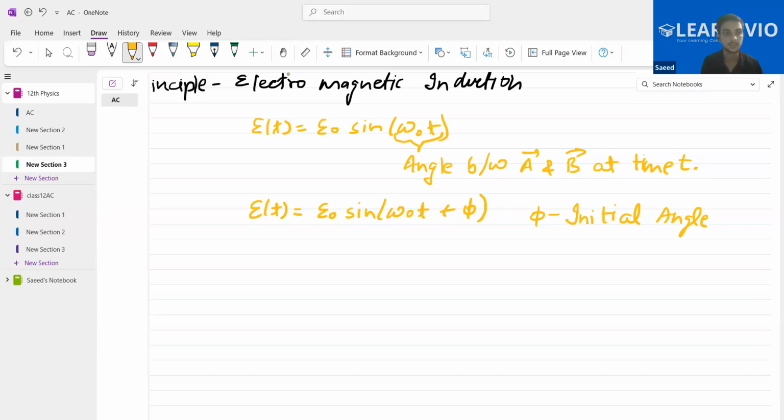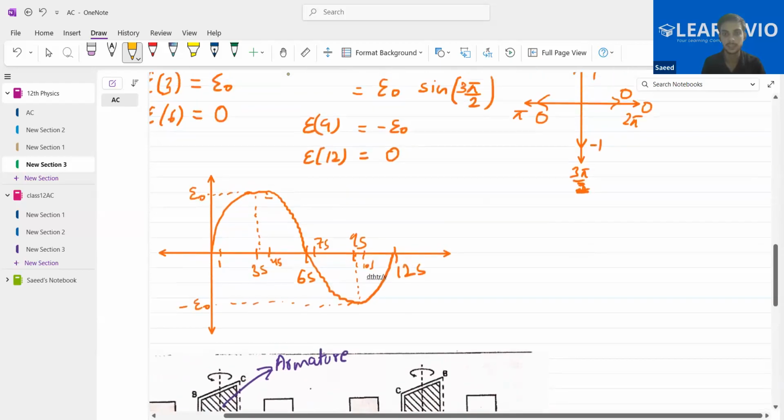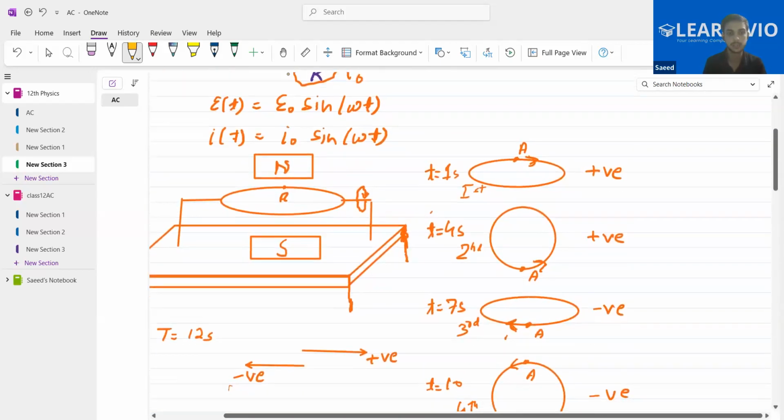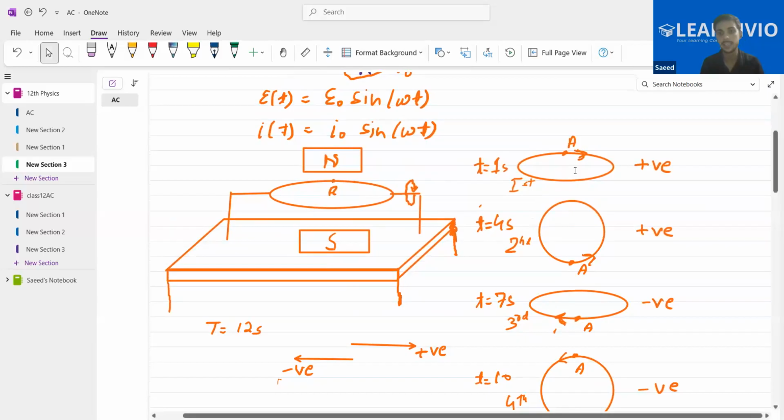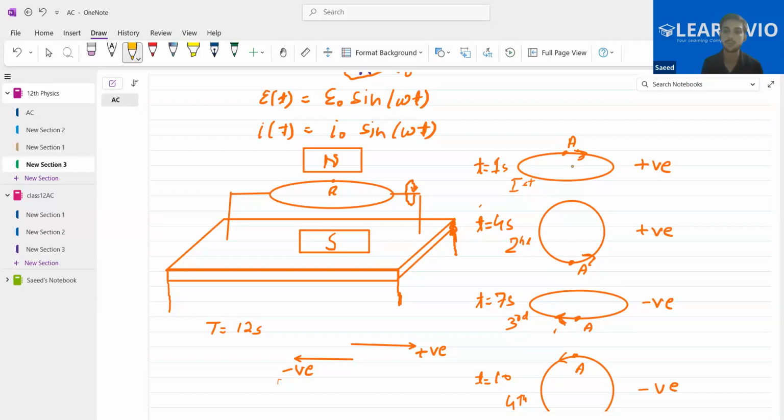So could you explain it with an example? For example, suppose we take the same thing here. Just come back to our original example. At t equals 1 second, suppose the area vector is pointing upward. What is happening? The area vector is pointing upward, and suppose the magnetic field is pointing downward. So if the area vector is pointing upward and the magnetic field is pointing downward, there is an angle of 180 degrees between them.